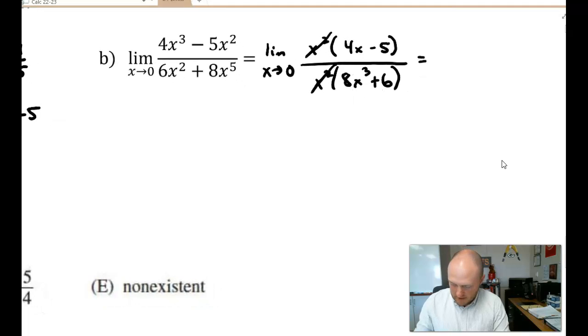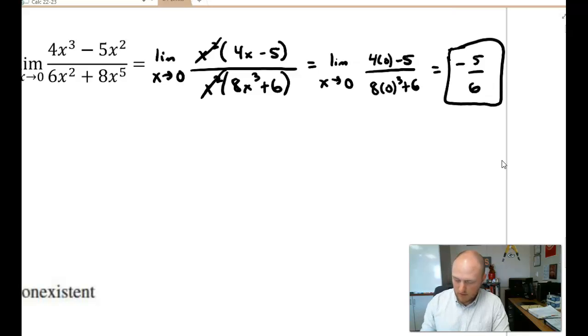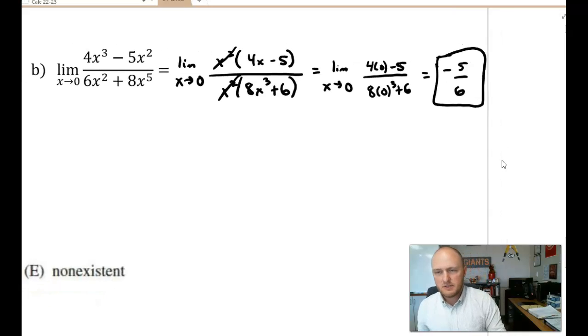Okay, and this is equal to the limit as x approaches 0 of, and when we plug in 0, 4 times 0 minus 5 over 8 times 0 cubed plus 6, we get negative 5 sixths. Okay, so there you go. That's what you should have gotten for the limit.